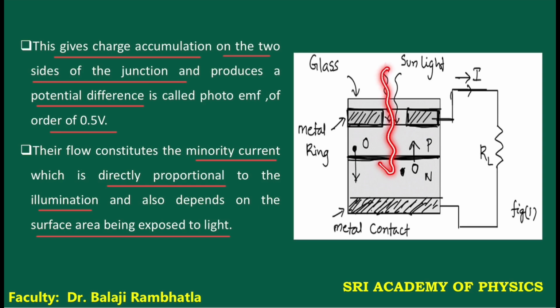Suppose when the intensity of the radiation is more, the sunlight incident is more, then more electron and hole pairs are formed. So here the current value is mainly due to the minority charge carriers. Their flow constitutes the minority current, which is directly proportional to the illumination and also depends on the surface being exposed to light. Right.